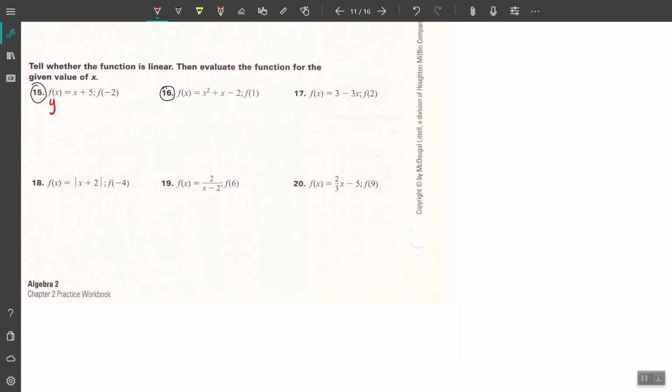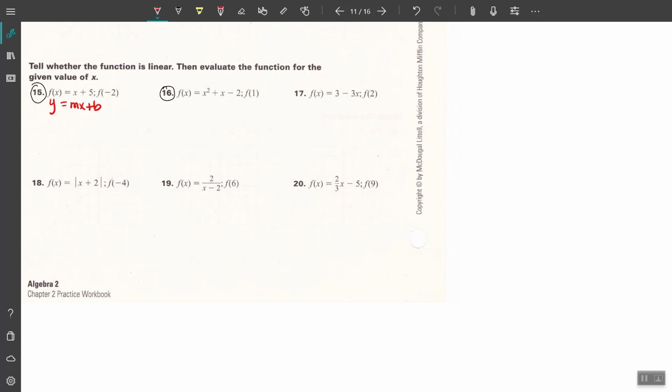So they're asking, what is the value of the function when x is a certain value? In number 15, they're saying when x is -2, what is the value of the function? It's just another way of saying what is the y when x is -2. So it doesn't change a whole lot, but this function is linear because it takes this form right here. If it's in y equals mx plus b form, meaning the x has an exponent of 1, and it's sitting there with that b, then it's linear.